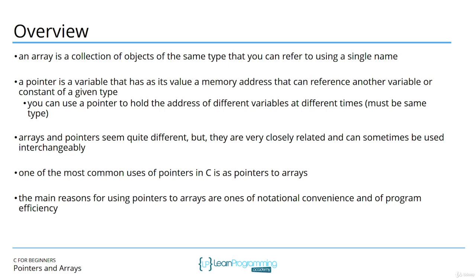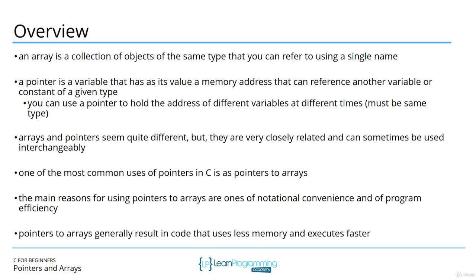It's the notation. It's whether or not you use a subscript to access an element or whether or not you use pointer arithmetic, using the character pointer to point to the specific address of that element. It's also more efficient to use character pointers. Pointers to arrays generally result in code that uses less memory and executes faster. So you want to use a pointer for characters as much as possible, and a pointer to other data types as well, because it is faster and uses less memory. Use pointers over arrays for the most part.